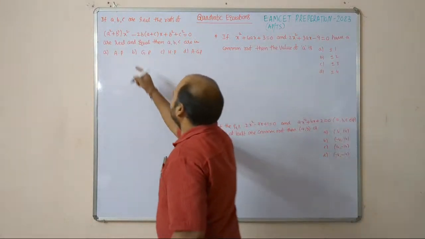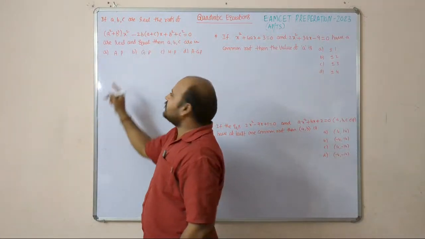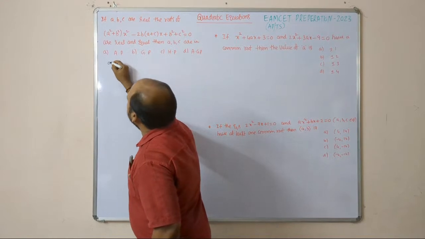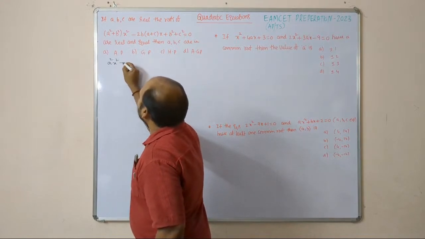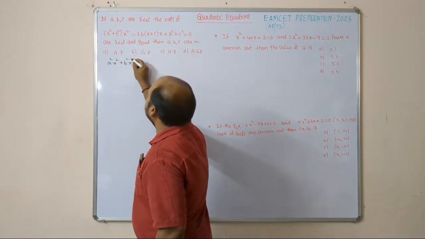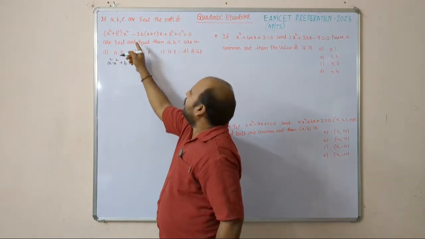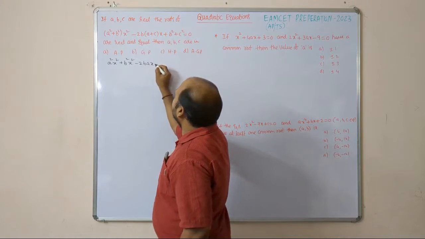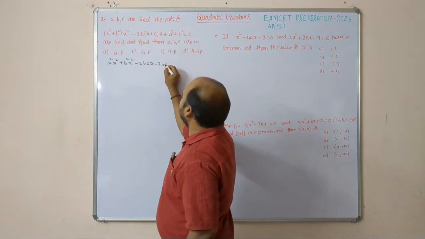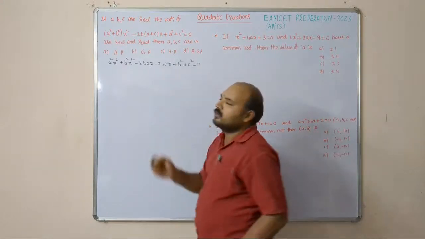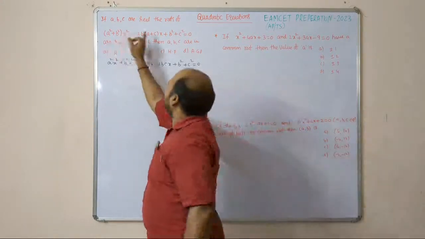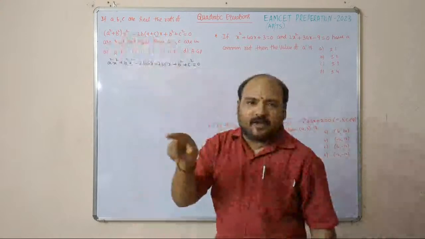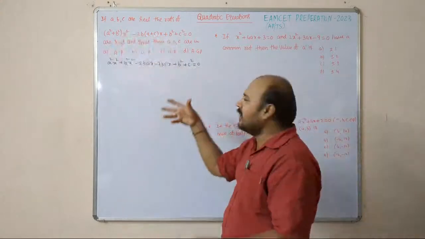See here, first this quadratic equation, I am just expanding: a square x square plus b square x square, minus 2abx minus 2bcx plus b square plus c square equal to 0. In the general method, this is a, this is b, this is c, and discriminant equal to 0 gives the relation between a, b, c.